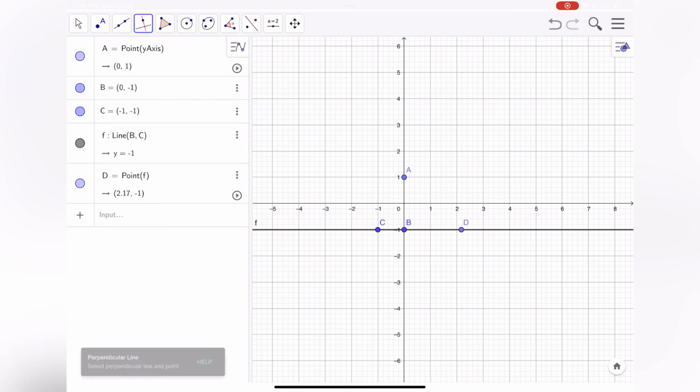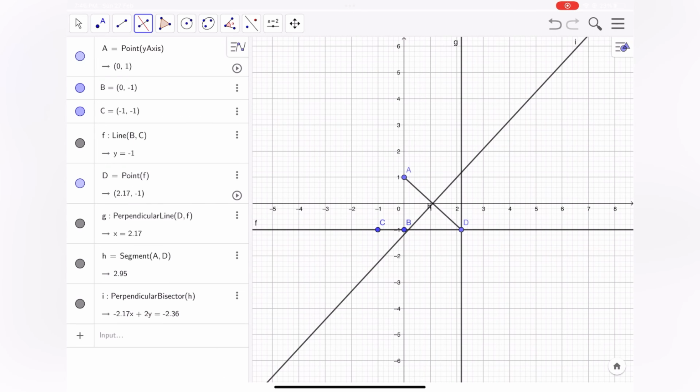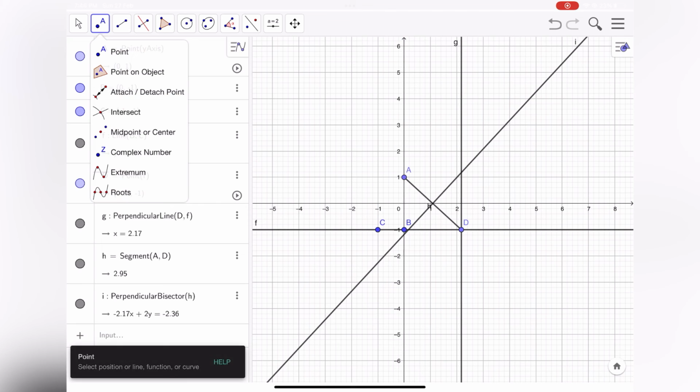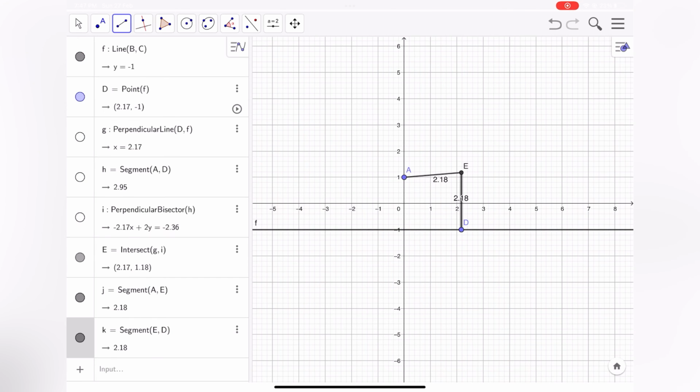Now we draw a perpendicular line passing through this point D. Then we join a line segment between A and D and take the perpendicular bisector of this segment AD. Wherever this perpendicular bisector cuts the perpendicular line passing through D, it gives us a point E. This point satisfies the property that its distance to A and to D is the same, which is 2.18 in our case.